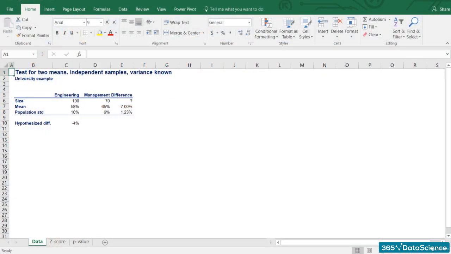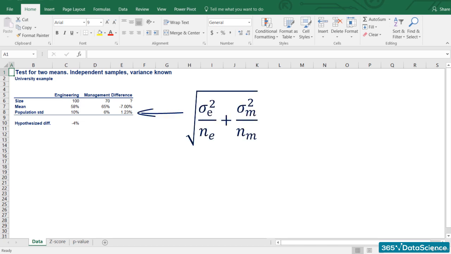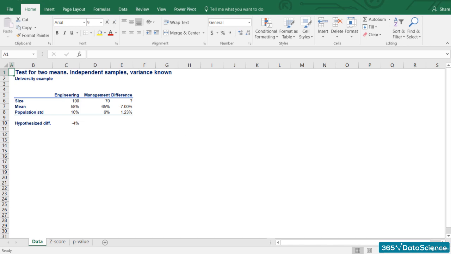Here's the table that summarizes the data. The sample sizes are 170 respectively. The sample means are 58% and 65%, and the population standard deviations are 10% and 6%, and are known from past data. If you remember, when the population variance is known for independent samples, the standard error of the difference is equal to the square root of the sum of the variance of engineering divided by its sample size and the variance of management, again divided by its sample size. All we have left is to compute the test statistic.